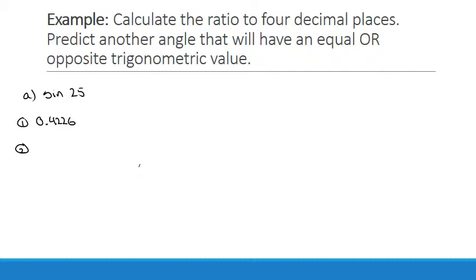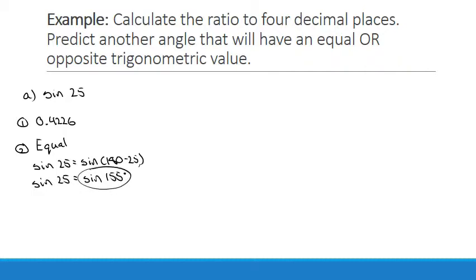Well, remember sine: the obtuse and the acute supplementary partners are always equal to each other. So first of all, I'm going to find an equal relationship. Sine 25 is going to be equal to the value of sine of 180 minus 25. So sine 25 has the same value as sine 155. I'm predicting this sine 155 will give me an equal value. Let's try B.